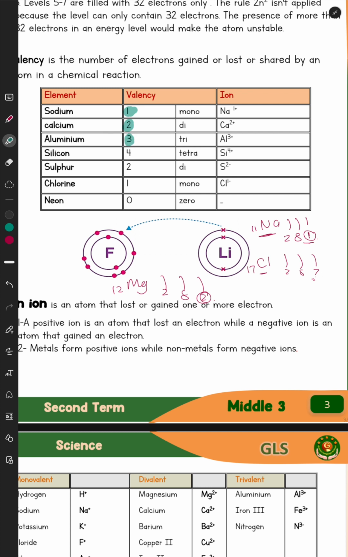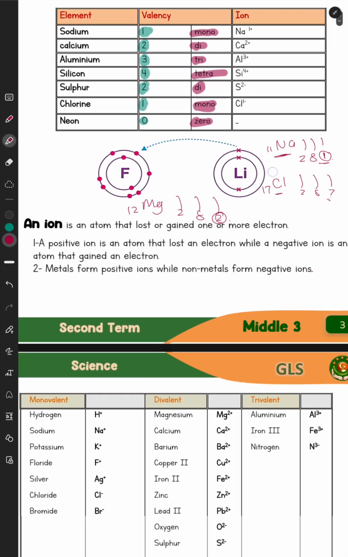Aluminum, trivalent. Silicon 4, tetravalent. Sulfur 2, or divalent. Chlorine 1, or monovalent. Neon is 0 again. Sodium is mono. Calcium is di. Aluminum is tri. Silicon is tetra. Sulfur is di, and chlorine mono. Neon is 0. Okay, so they are written like this: sodium Na positive 1, calcium positive 2, aluminum positive 3, silicon positive 4, sulfur negative 2, chlorine negative 1.